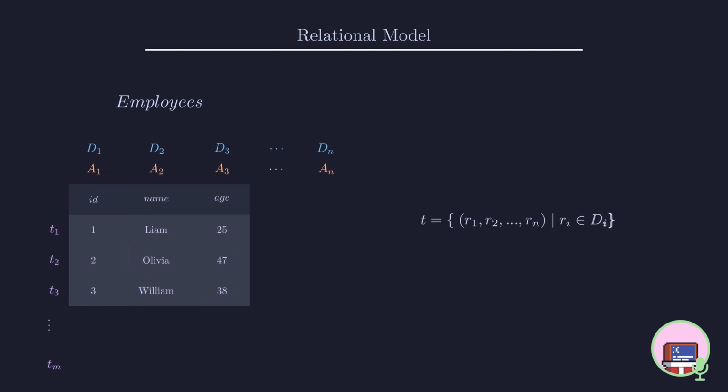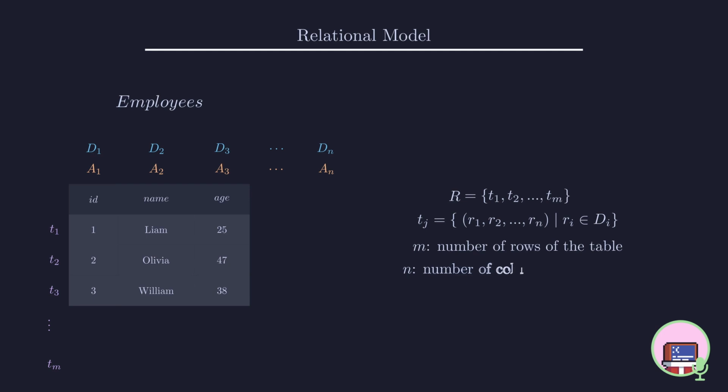Now, we can define a tuple as the set of all elements R1, R2, R3, etc., such that Ri is in Di. A relation just becomes a set of M of these tuples. M is the number of rows of the table and N is the number of columns of the table. Let's also give more information about the relation R by adding D and A in parentheses. Logically, D is the set of all domains and A the set of all attributes.